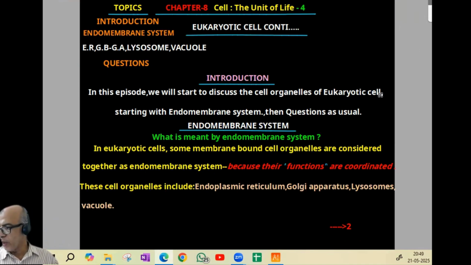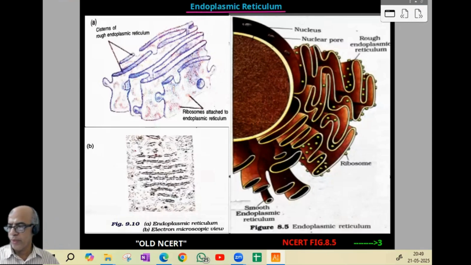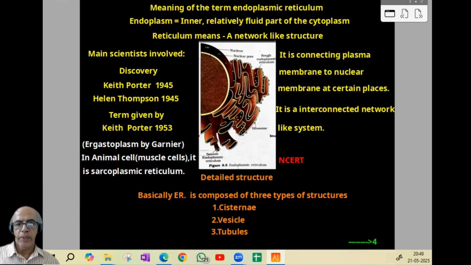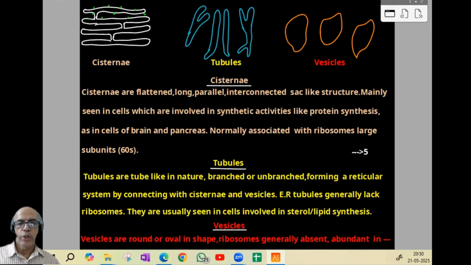Then the endoplasmic reticulum, with four different photographs, of which three are different photographs, one belonging to the present NCERT and the other two to the old NCERT. Then the endoplasmic reticulum is expanded with the meaning of the term. Then the main scientist Porter, then ergastoplasm by Garnier. Then connecting the plasma membrane to the nuclear membrane, so the pathway, etc. Then the three components of the endoplasmic reticulum, that is cisternae, tubules, and vesicles.